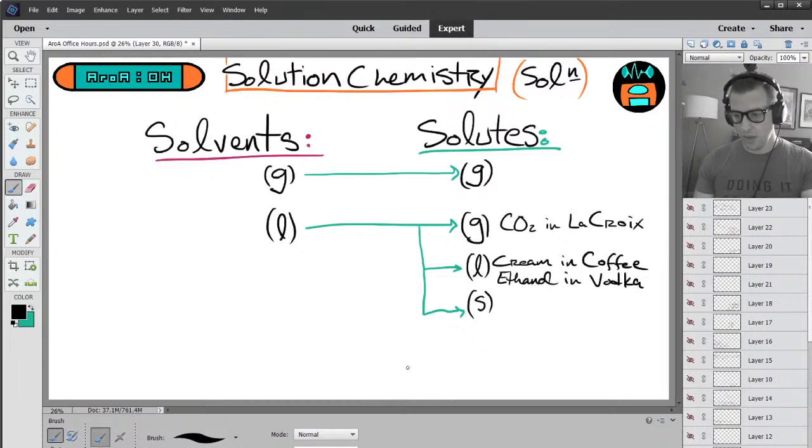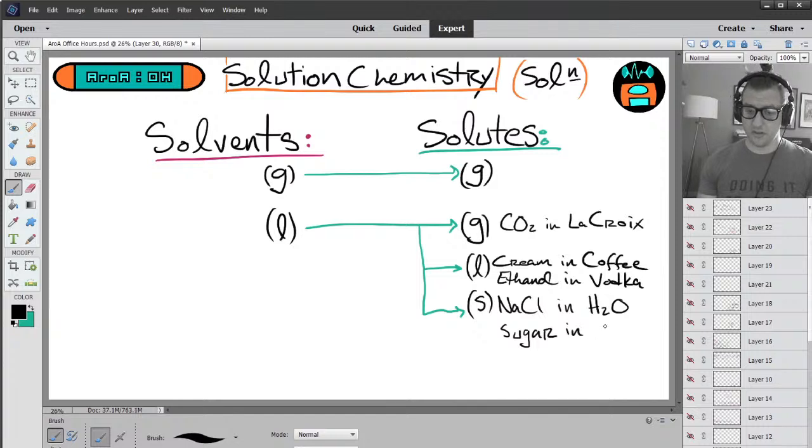All right, finally, for solids, sodium chloride in water, right? That's salt water. Sugar in coffee.